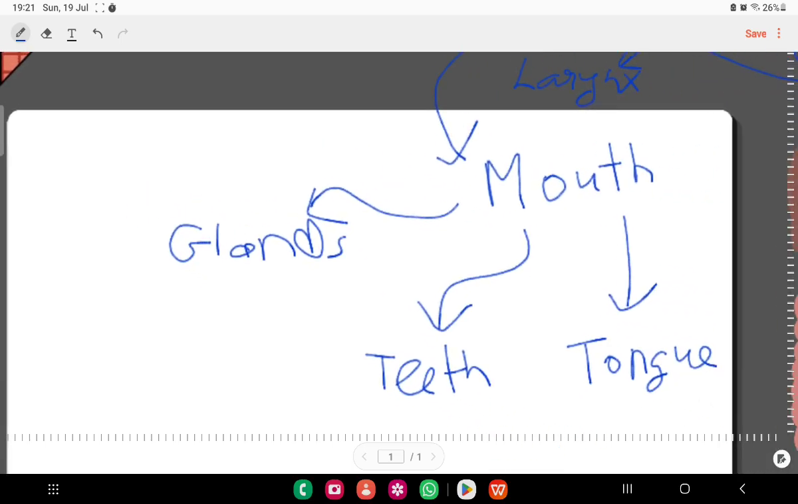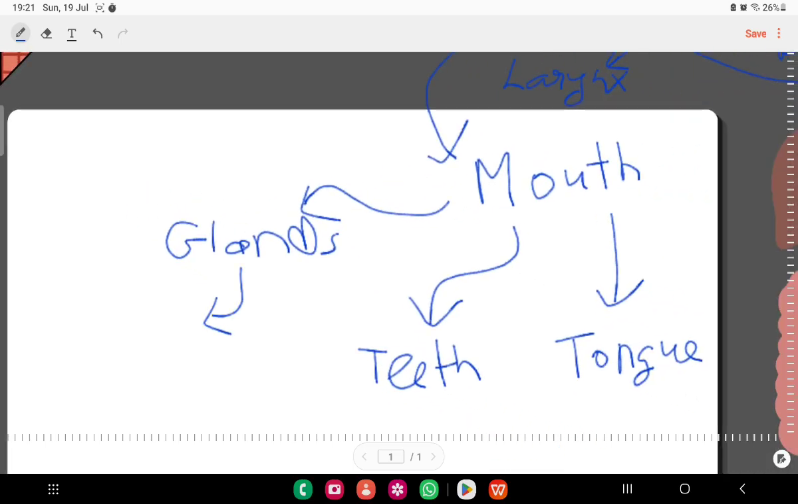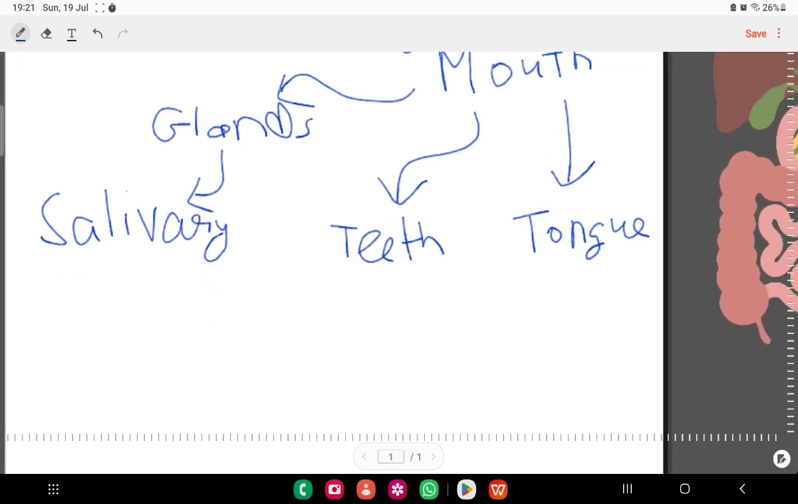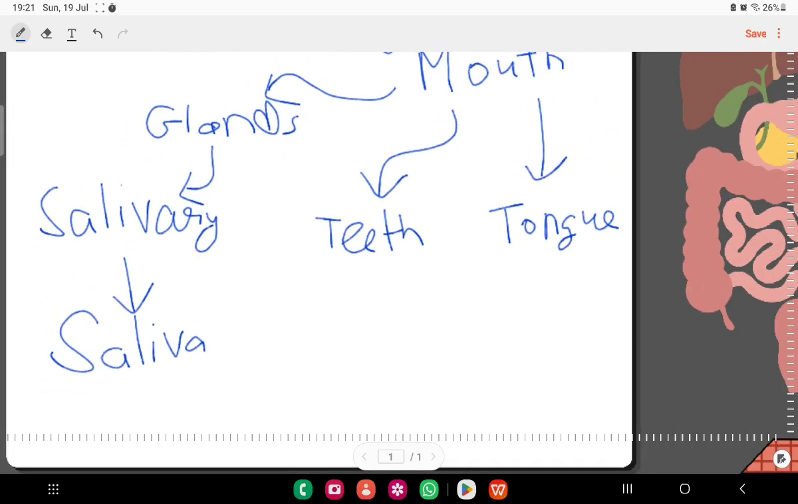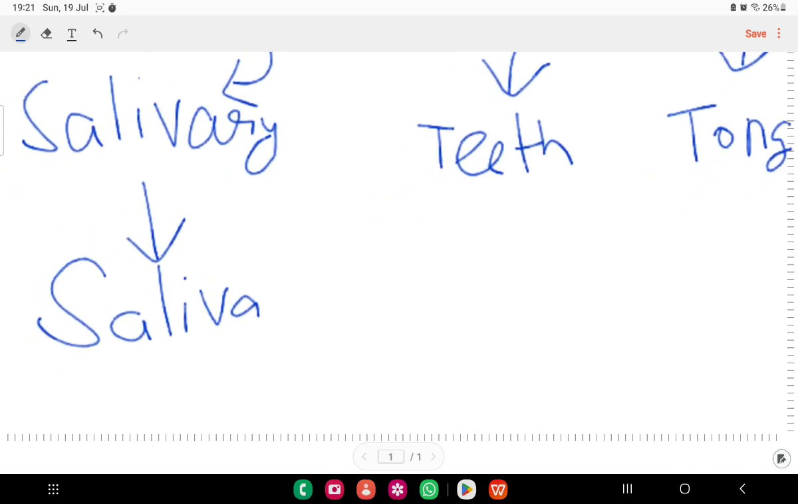So glands, this thing right here. We have glands called salivary glands, and they secrete a liquid called saliva. And saliva has an enzyme, or should I say a biological catalyst, called salivary glands. Now this entire page I am going to use for salivary, then I will erase it and do it for teeth.